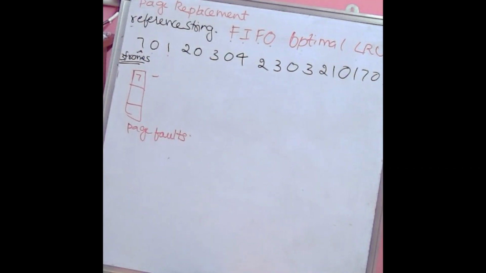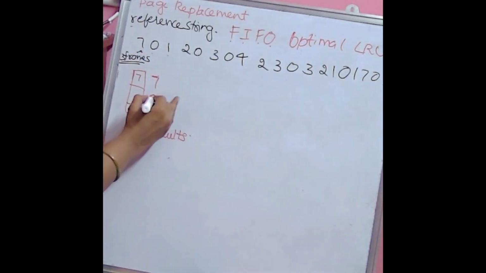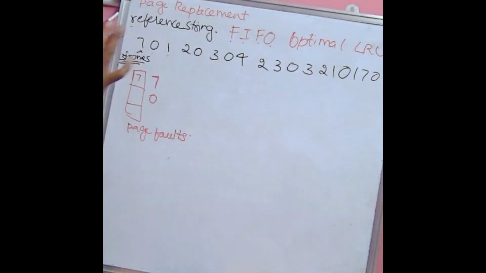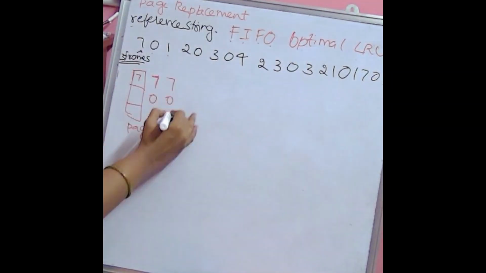First, the 7th page is required, and that is not available. We moved the 7th page from hard disk to the first frame. After that page 0 is required. Already 7 is there but 0 is not, but an empty frame is available, that's why we moved 0 from hard disk to main memory. Next requirement is 1. We already have 7 and 0 but not 1, so that is a page fault. But an empty frame is available, so no need of replacement till this point.